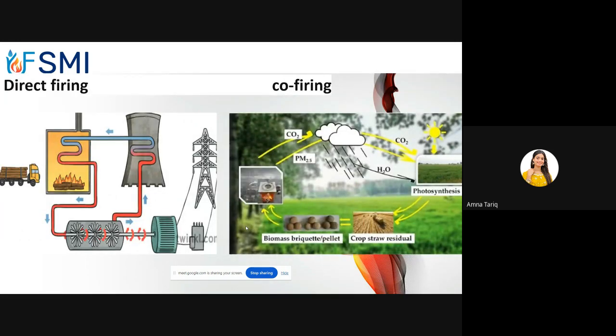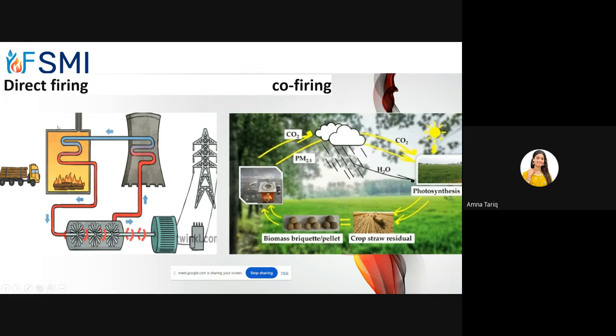Okay, so now first we discuss the first type, direct firing and co-firing. First, we study direct firing. Biomass is burned directly in a furnace. This releases heat energy. Heat produced from burning the biomass converts water into high pressure steam. The high pressure steam spins a turbine. The turbine rotation generates electricity in a connected generator. This electricity can be used for various purposes like powering buildings or manufacturing facilities.